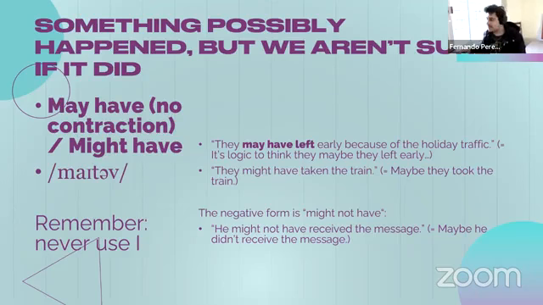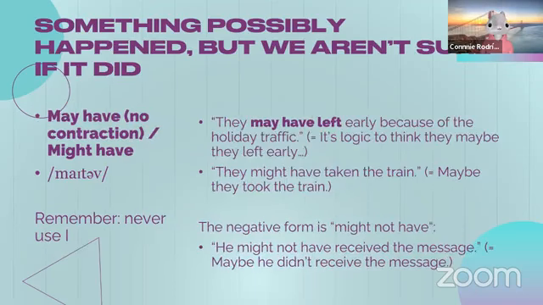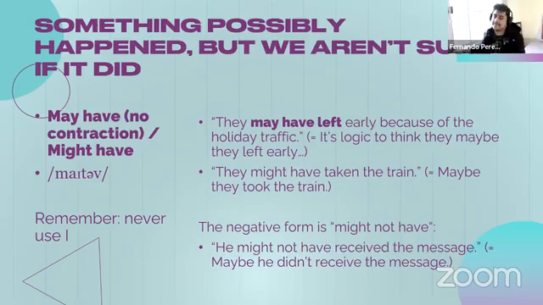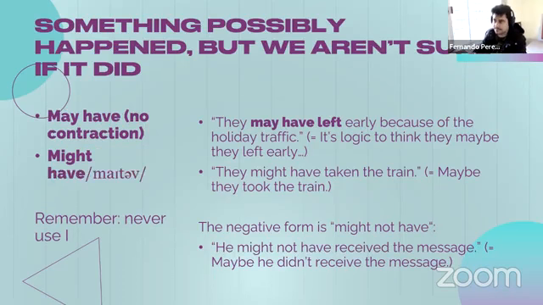What do you understand here? It's talking about something that happened, but we are not 100% sure that it happened. Precisely. We are not 100% sure it happens because it is based on the logic. It is based on the logic that we have for what happened.